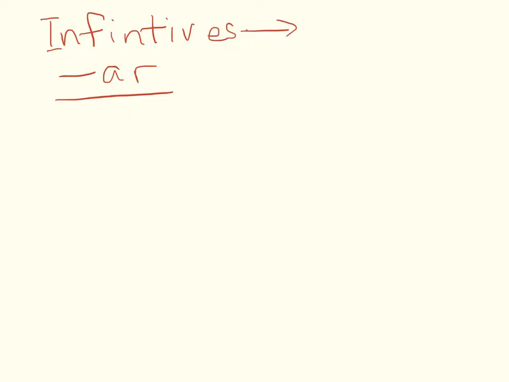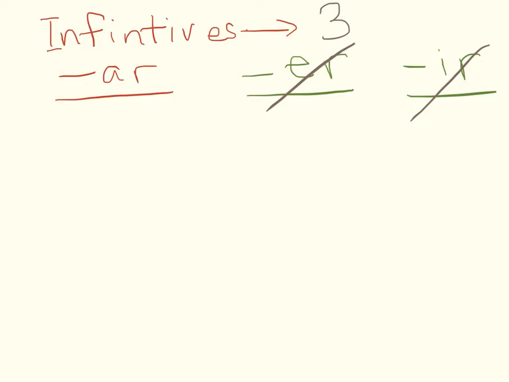There are two other groups of endings, and we'll see those in the next chapter. There are infinitives that end in ER, and there are infinitives that end in IR, but we're not going to be working with those yet. So for now, we'll forget about the fact that there are really three different kinds of infinitives, and we'll concentrate right now on working only with the AR infinitives.